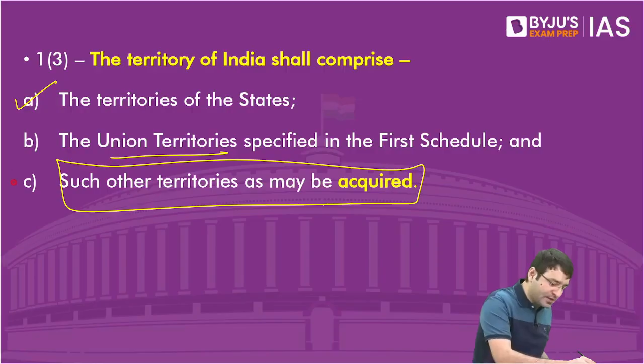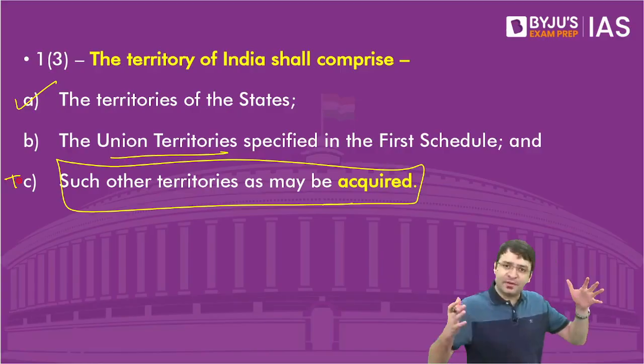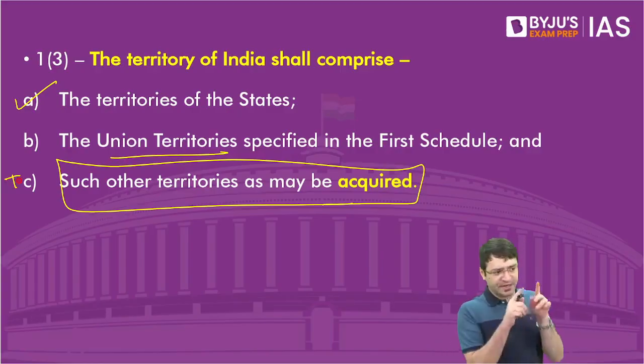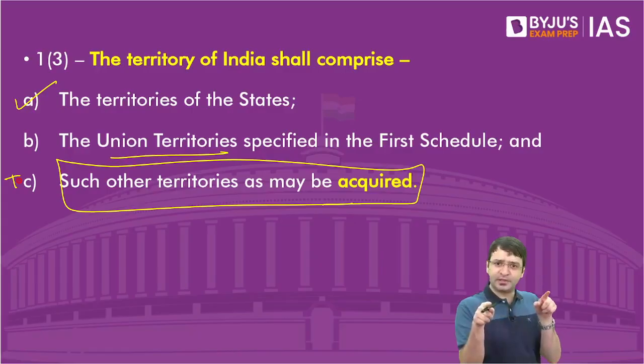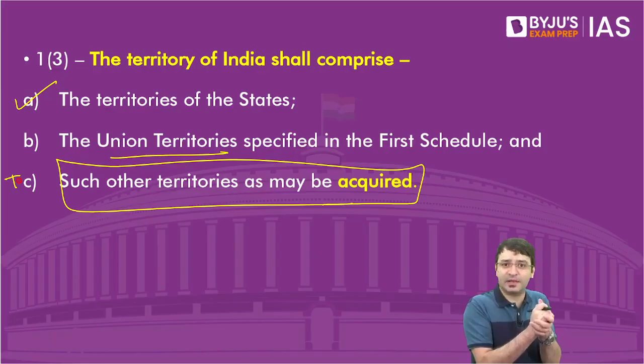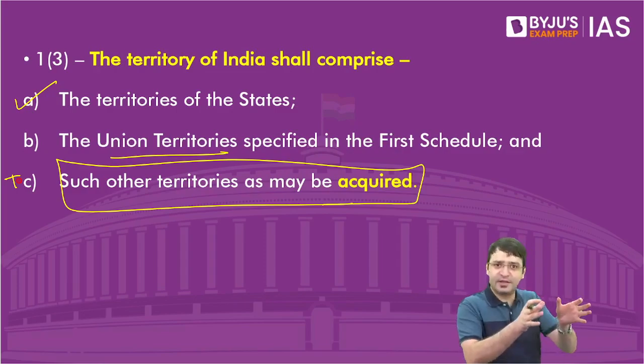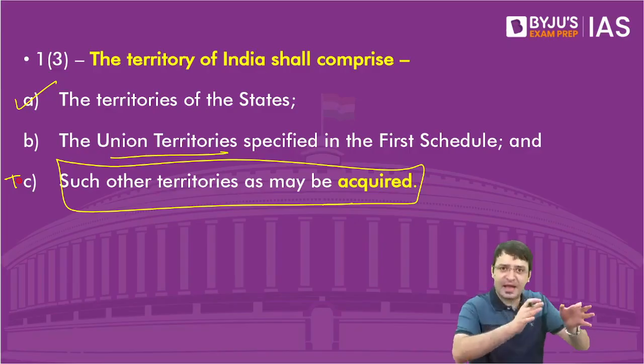If this clause C was not mentioned, then our territory would have remained fixed forever. Either we can have states or we can have union territories. So all the states that we have right now, all the union territories that we have right now, this is the territory of India, that's it. But tomorrow we want to acquire Pakistan, then Bangladesh, then Afghanistan, and very soon we will acquire China as well, then Myanmar, then all other countries. So territorial strength can be increased as much as possible.